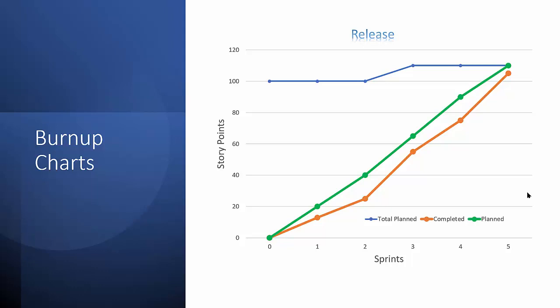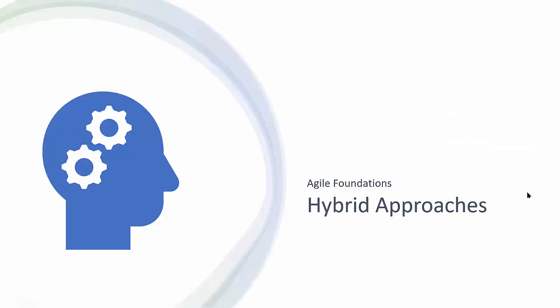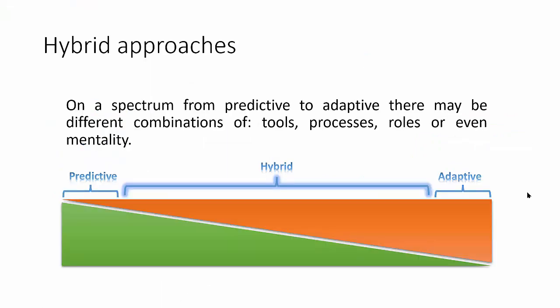So much for Scrum. We've seen the most important elements of Scrum. I hope that it was clear, and I hope that you were able to take advantage of this. I'd like now to jump into hybrid approaches, understanding a little bit about what hybrid approaches are.